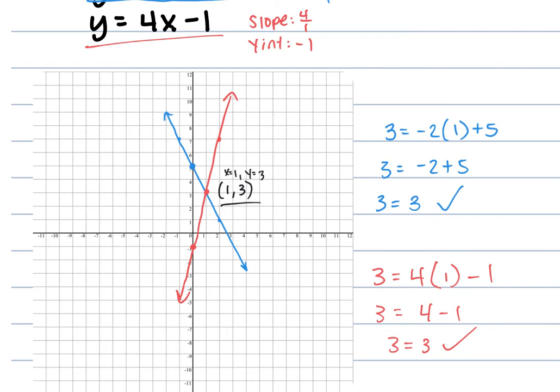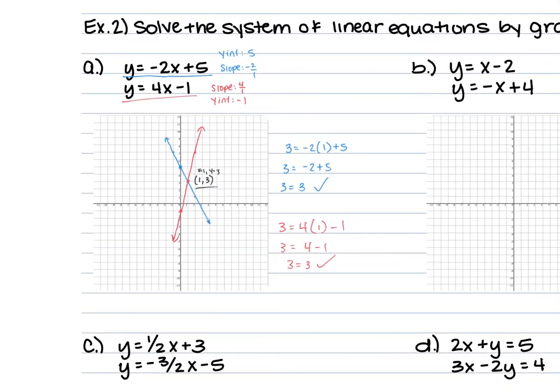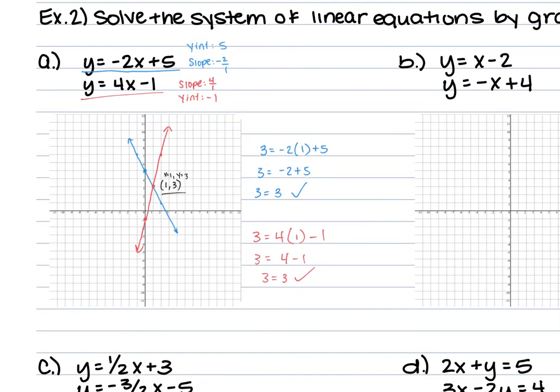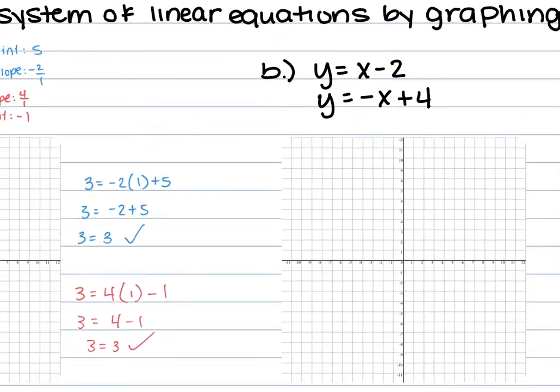That's our solution. How many solutions does this system of equations have? Just one, okay? Because they only intersect at one point. All right, if you're completely comfortable with all of this, I want you to do B, C, and D on your own. If you need one more exercise, I'm going to do B with you guys, and then I'm going to set you free to do C and D. All right, so let's do B.